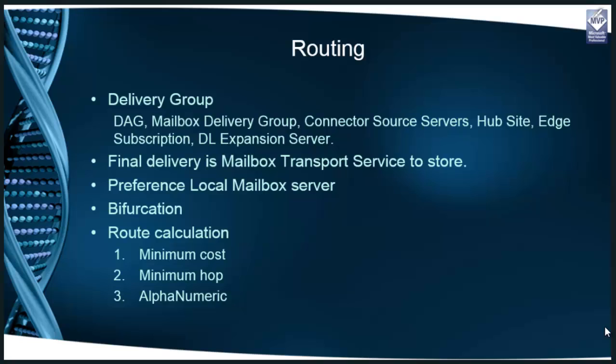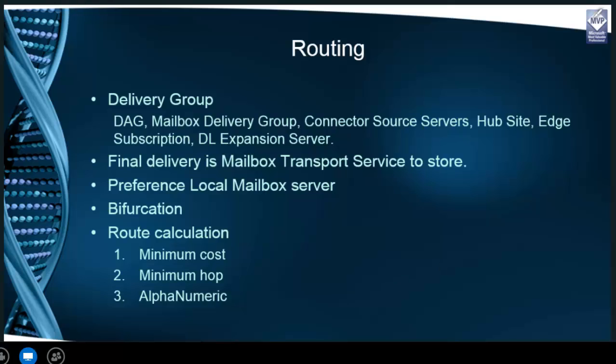All right. How does it take the routing decision? That's route calculation. The first thing Exchange 2013 looks for is the minimum cost, which is configured on the Active Directory site links. You can also configure Exchange cost, but the first thing it checks is the cost. If 2 or more site links or routes have the same cost, then it will look for the minimum hops. If 2 or more routes have the same cost and the same hops, then it will go for the alphanumeric name of the Active Directory AD site. All right, let's move on to the next slide.